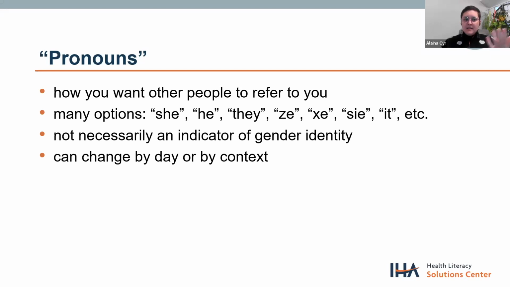And then, similar to my example earlier about gender identity, the pronouns can change by context or by day. So again, thinking really, really simply, a drag performer may use she, her pronouns when they're in drag, and then he, him pronouns out of drag. So that's one way of thinking about how pronouns change by context.